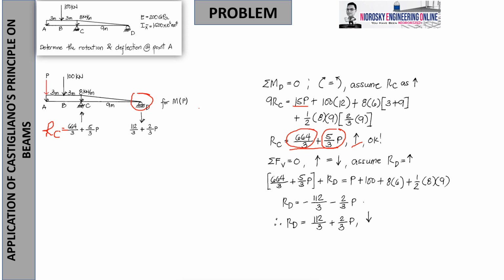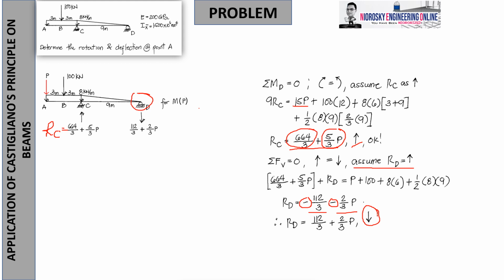Now, if I perform sigma force vertical, and I assume that RD is also upward, meaning if my assumption is correct, then the RD that I will get should be upward, or one of the terms in the equation is positive. However, as we calculate it, it turns out that both terms are negative. Try to use your algebra here, and you will find out that they are both negative, meaning it takes the opposite direction. Because if both are negative, then the true direction is also negative.